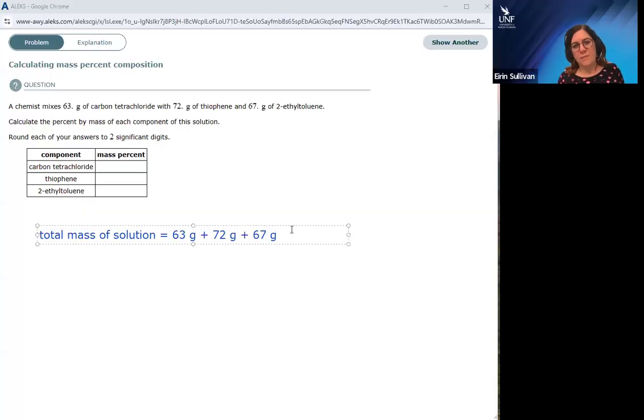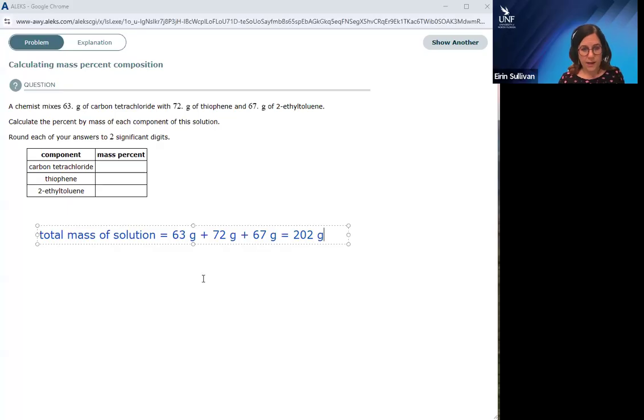From a Gen Chem perspective, I would probably expect you to be able to know the chemical formula of carbon tetrachloride. Thiopene and 2-ethyl toluene, you don't even know at this stage how to work out the chemical formula and therefore the molar mass. So you wouldn't be able to calculate molar percentages, but mass percents we can. So 63 plus 72 plus 67 would give me 202 grams.